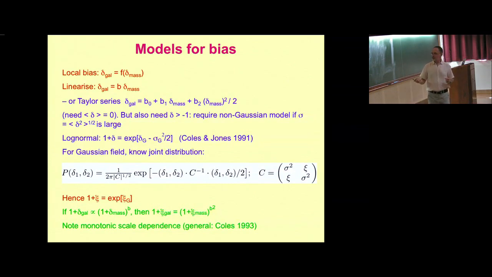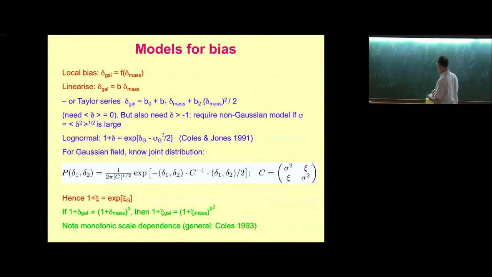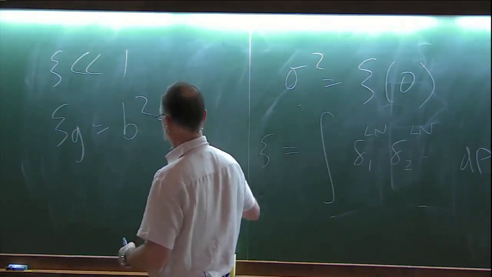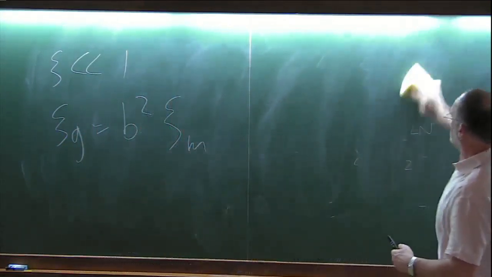And you can now write down within this model quite informative models for, as an example, this sort of nonlinear local bias. So suppose, for example, that I said that the galaxy density was some power of the mass field. It's then easy to show in the log normal model that 1 plus the galaxy correlation is 1 plus the mass correlation to the b. So of course it gives you linear bias in the sense that when psi is small, you would have b squared times the mass correlations. On the small scales, it does something different.